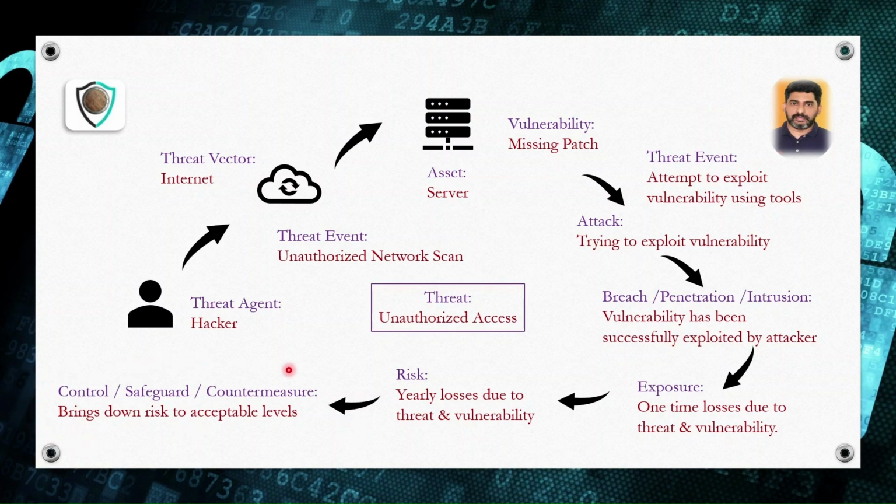And finally, once you come up with the risk, then the next step is trying to identify the control that is required to bring down that risk to acceptable levels. So controls, safeguards, countermeasures. There are different names for the same thing. These are mechanisms that we implement in order to bring down the risk to acceptable levels. So when we are discussing risk assessment and management, we said the primary focus of risk management is to bring down the risk to acceptable levels.